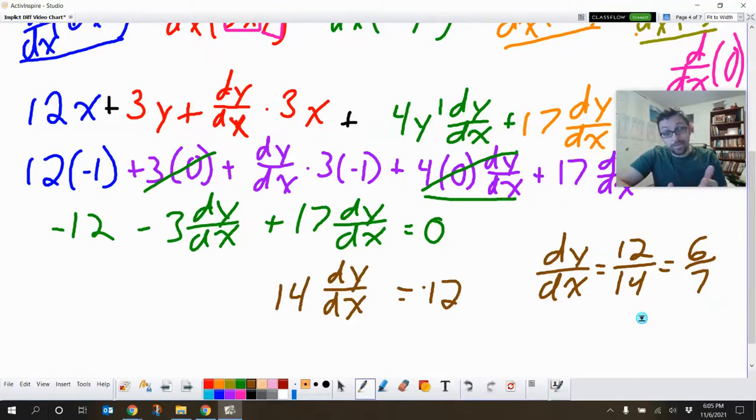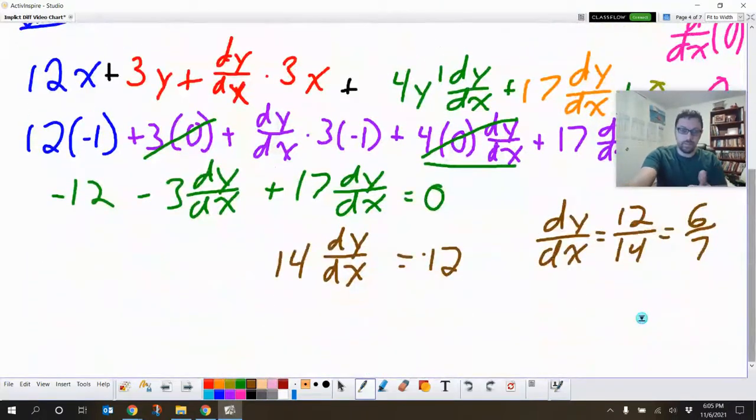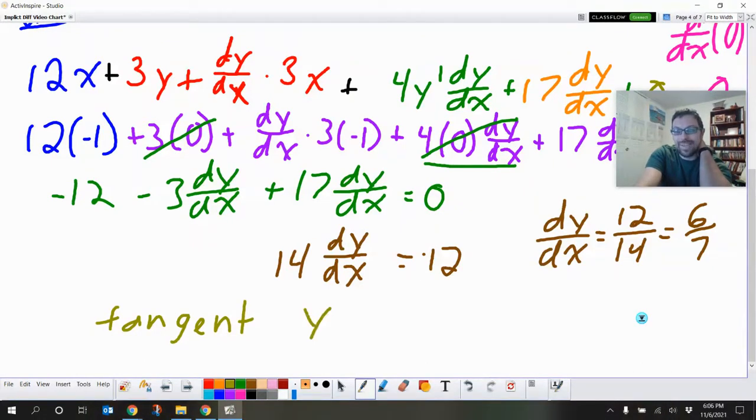Now that's part of what they were looking for. They were looking for the tangent line, but that's just the slope of my tangent line. So now I need to put it into an equation. Now they did give us a nice y-intercept. Is that y-intercept? No, that's an x-intercept. Never mind. That's our x-intercept. Okay, so our tangent line is going to be y minus 0, and then 6/7 times x plus 1. So that is our tangent line.